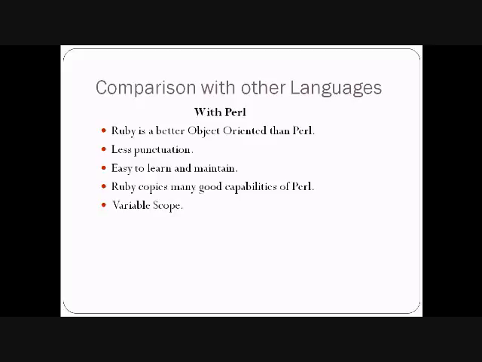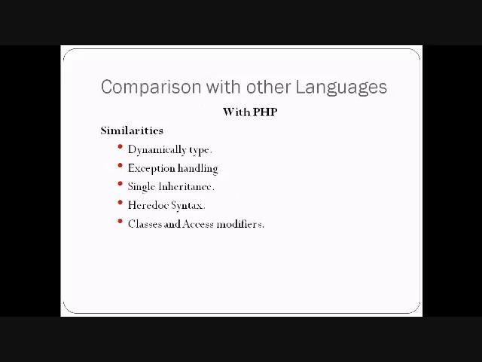Let's compare Ruby with PHP. These are similarities and differences of Ruby compared to PHP. If you know PHP, this should give you a good and quick insight into what Ruby is all about and how it compares to PHP. Ruby is dynamically typed, like PHP, so you don't need to worry about having to declare variables. Ruby has exception handling, single inheritance, here-doc syntax, and finally class and access modifiers.